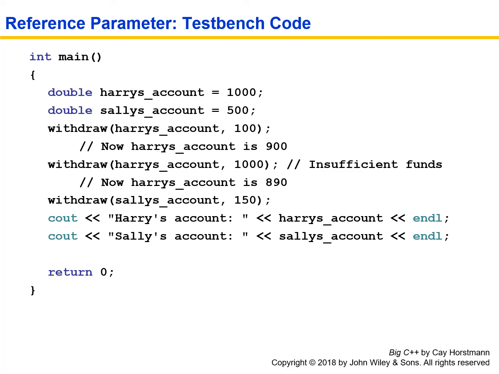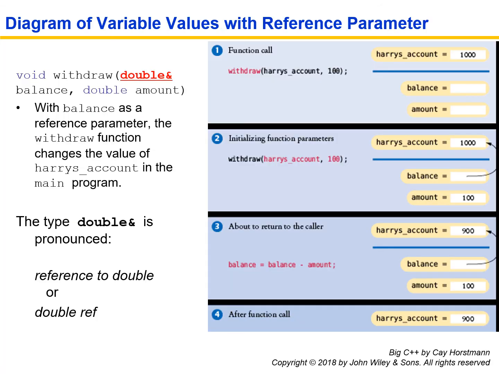So if we write this code, what happens is when we call withdraw(harrys_account, 100), balance is now set as a reference to Harry's account. And when we say balance equals balance minus amount, we actually change Harry's account by reference. Then after the function call, when balance and amount go away, Harry's account has been set to 900.